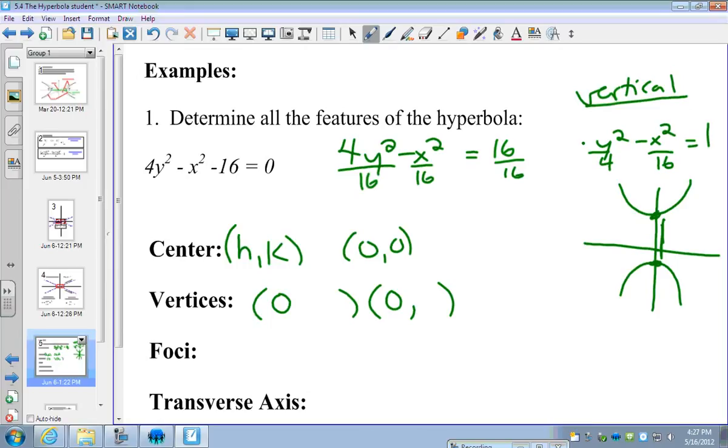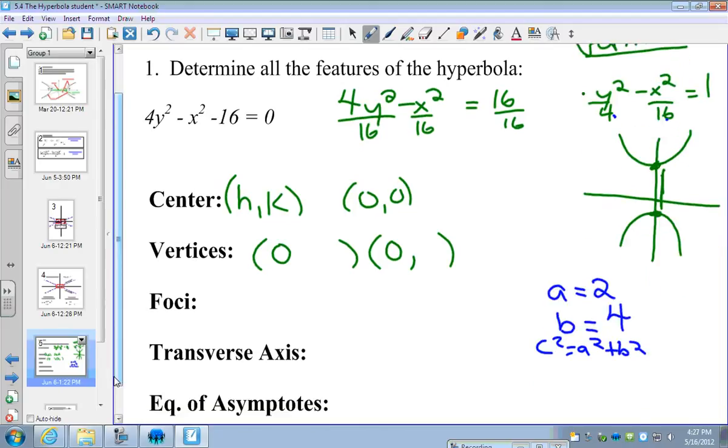And remember, let's just do this right now. From this equation, I could tell you that a squared is 4, so a is 2. b squared is 16, so b is 4. And c squared is equal to a squared plus b squared, so c squared is equal to 4 plus 16. c is equal to the square root of 20, which is 2 root 5.